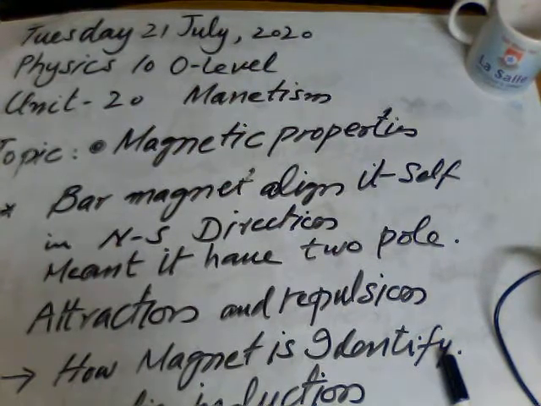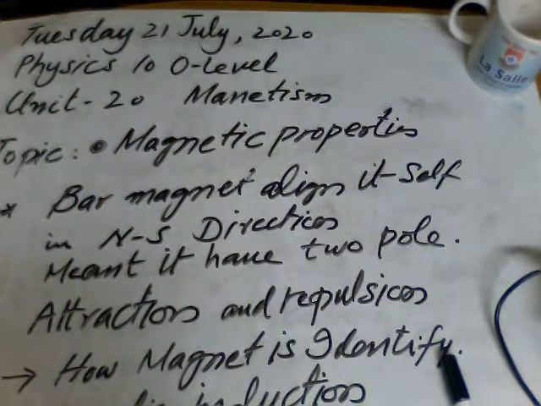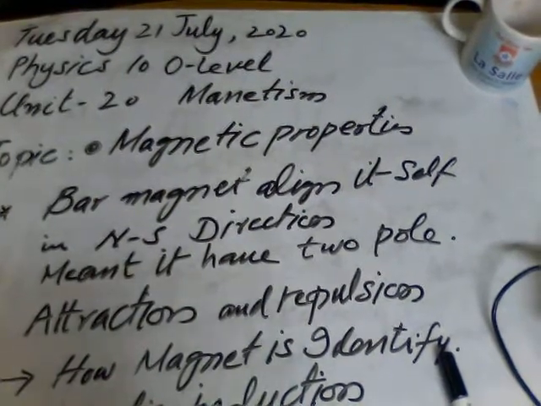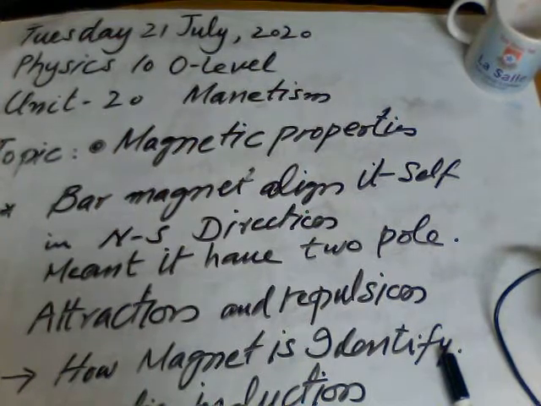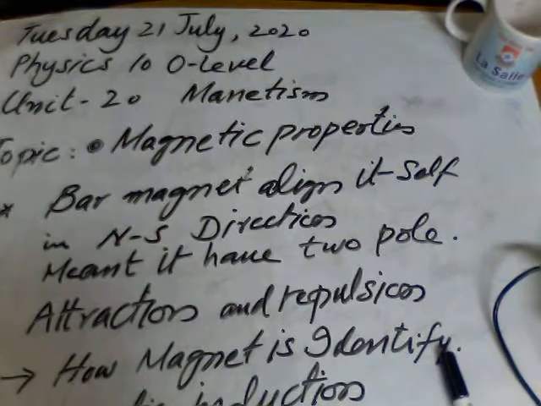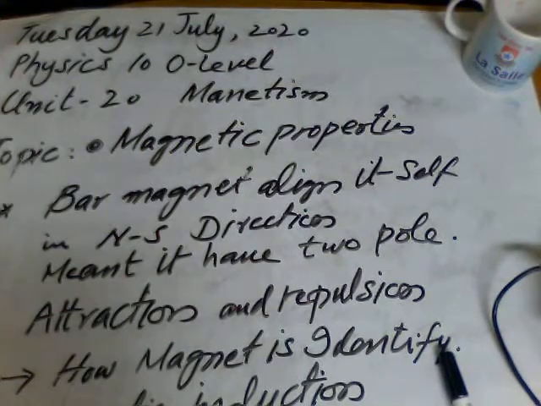Today is Tuesday, 21st July 2020. You are welcome in physics class 10 O level. We have already started its unit 20, magnetism.